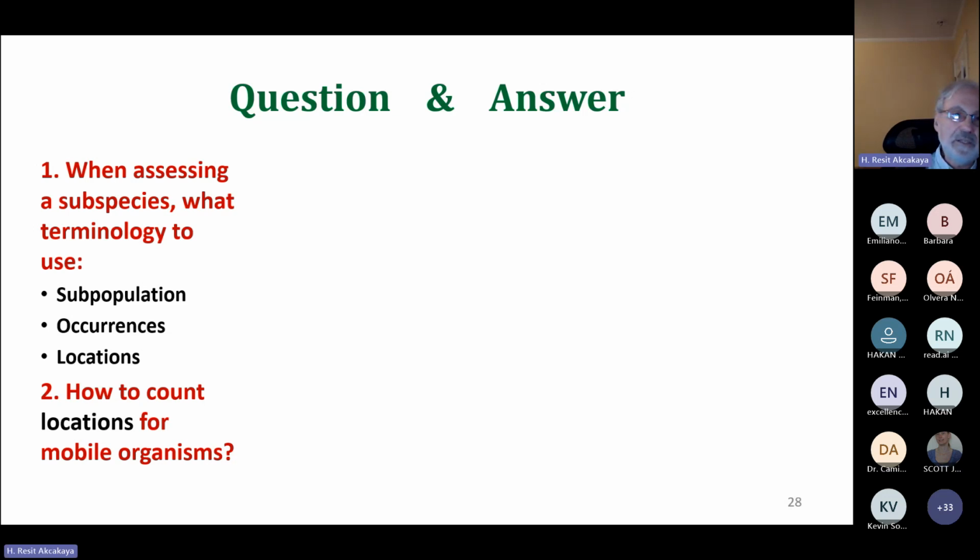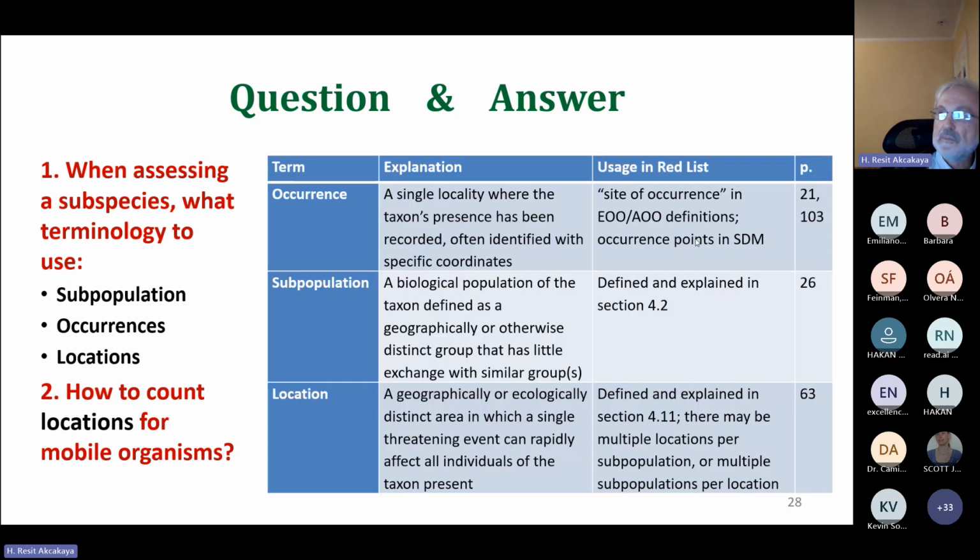Well, whether it is a subspecies or species, it doesn't matter. These 3 terms are completely different from each other and they mean completely different things. Occurrence is a single locality where the taxon's presence has been recorded. This is usually specific geographic coordinates, a point on the map, basically, right? That's what occurrence means. It's used in the Red List in the definition of extent of occurrence and area of occupancy, and also in models of species distribution, we refer to presences as occurrence points. They are the same thing, basically.